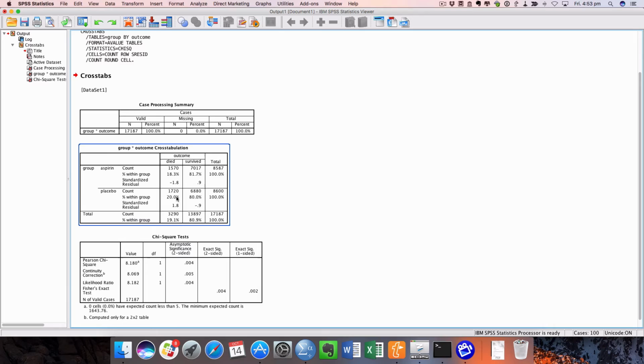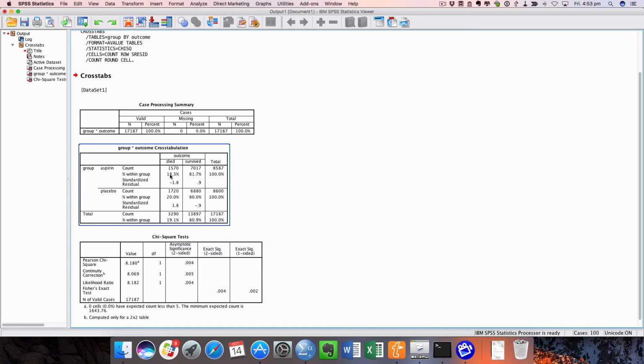Right, so here's the first table. Here's our contingency table, or a crosstabs table, or a 2x2 table. They're all different names for the same thing. Basically, the row here is for all the subjects that took aspirin, and here's all the ones that took placebo. So we have 8,587 took aspirin, and 8,600 took placebo. Then this is how many died. So we had 2,290 died, and 13,897 survived.